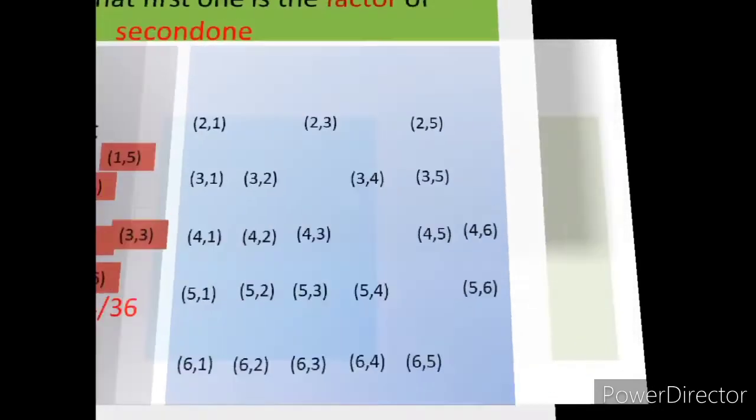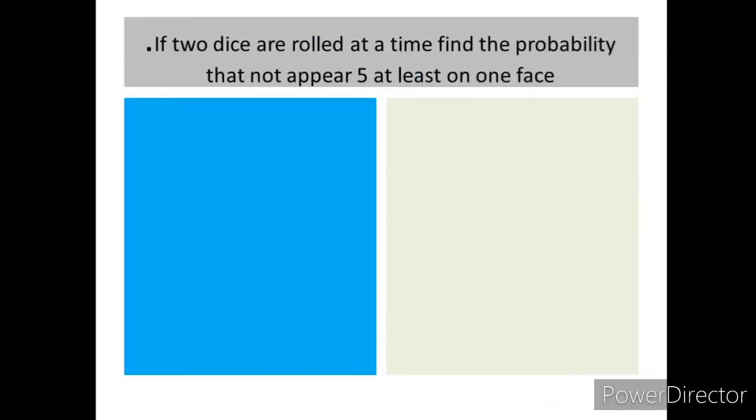Okay, shall we move to the other one? So the problem is like this: 5 does not appear on at least one face. That means you cannot find 5 on any face. That means all the ordered pairs which do not contain a 5.